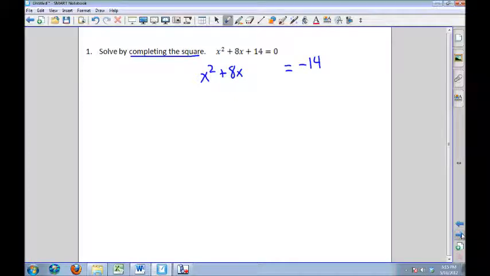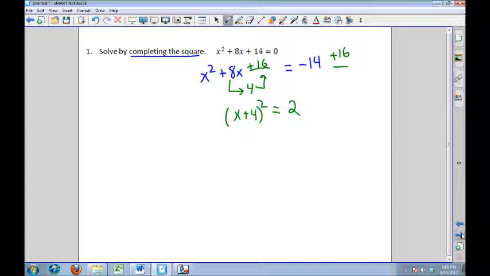Then in completing the square, I take half of the linear term, which is the x term, which is 4, and then square that to get 16. Whatever I do to one side, I must also do to the other so that this equation stays balanced. My left-hand side will now factor to (x plus 4) squared equals 2.